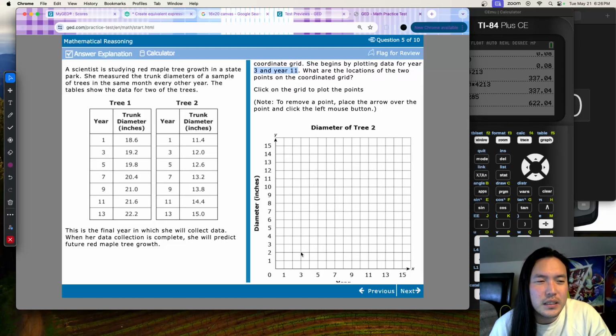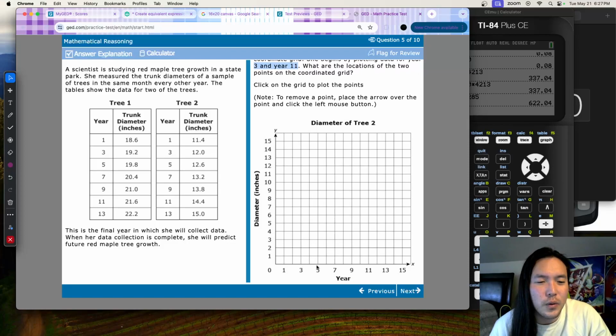So 3, horizontal is years, vertical is diameter. So we have 3, 12, tree 2, 3, 12. So we start at 3, we go up, 12, it's right here. So that's simple. 11, 14.4. Yes, we have 11, 14.4 is like there. Right? Not too complicated.